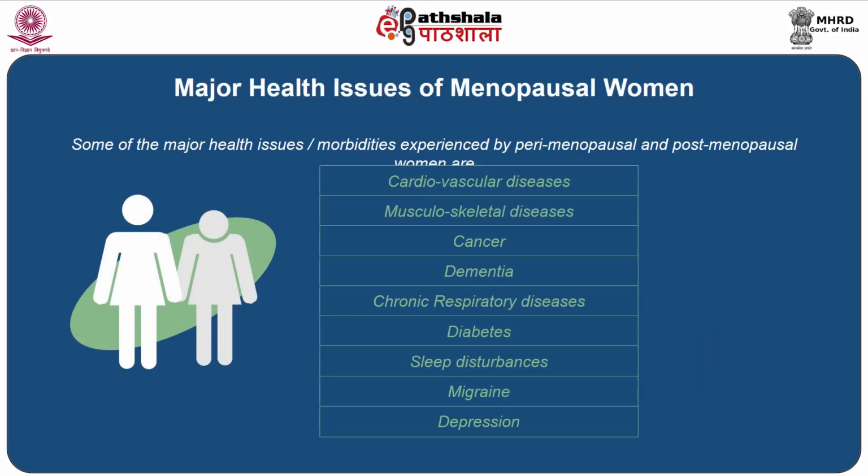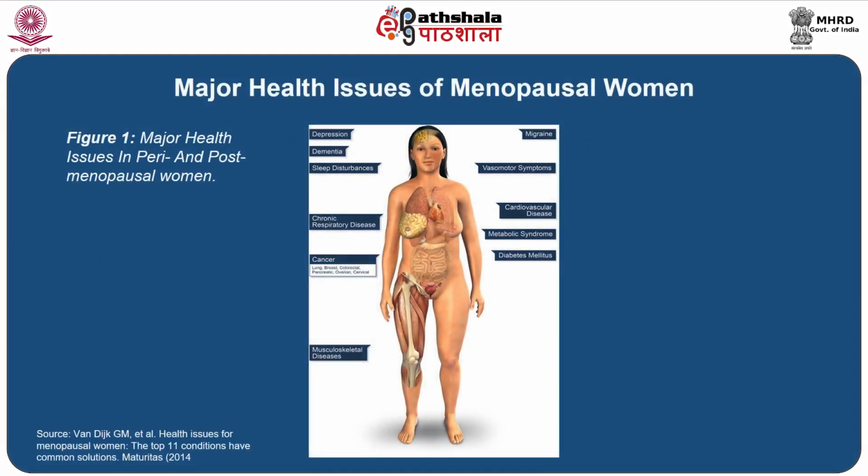Some of the major health issues or morbidities experienced by perimenopausal and postmenopausal women are cardiovascular diseases, musculoskeletal diseases, cancer, dementia, chronic respiratory diseases, diabetes, sleep disturbances, migraine and depression, and we are going to look at each one of them in detail.